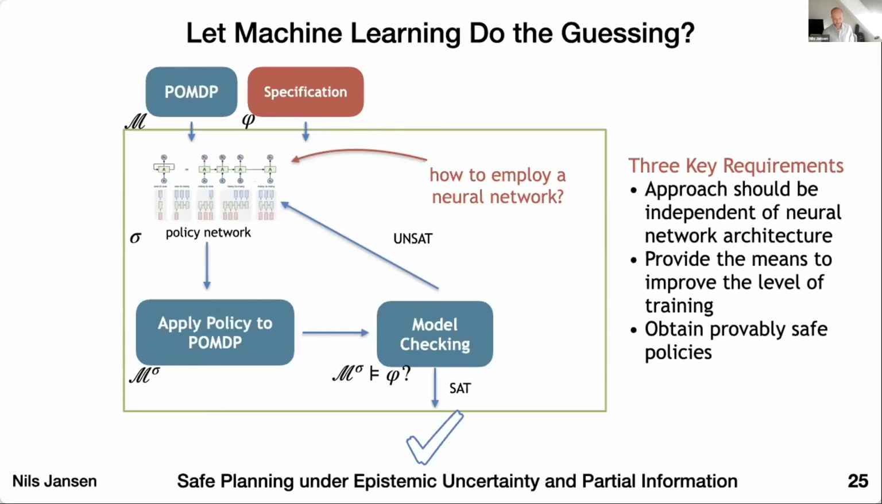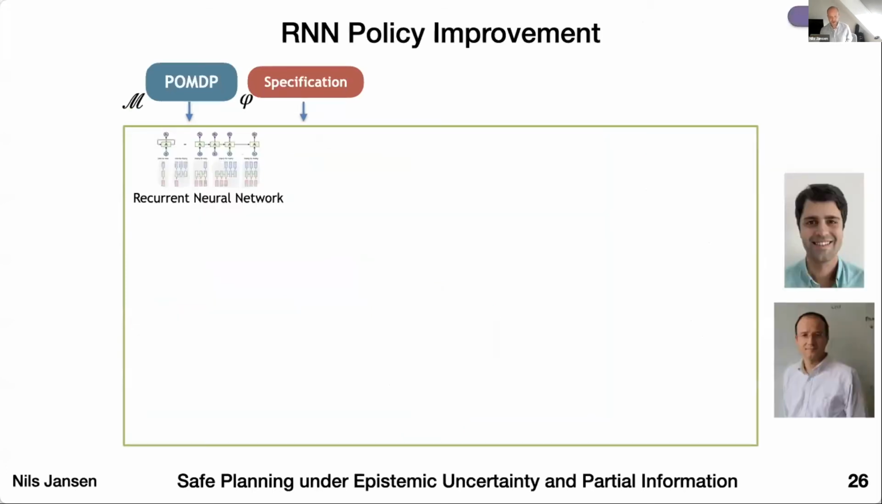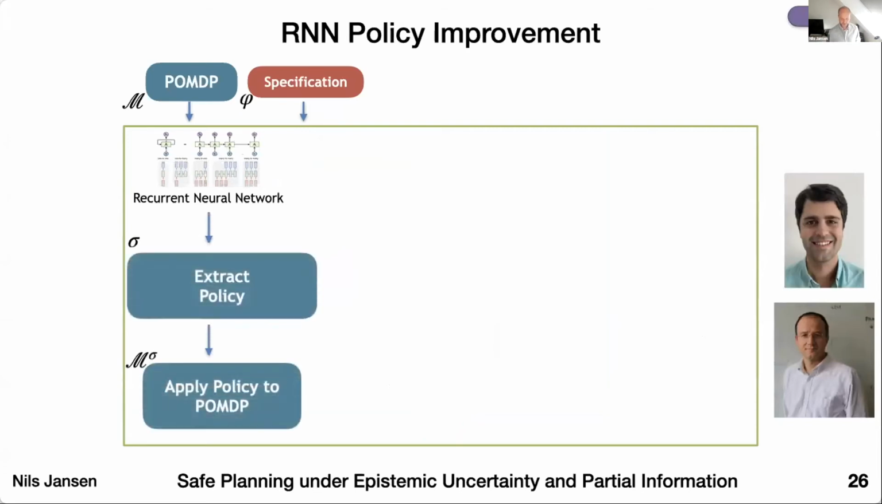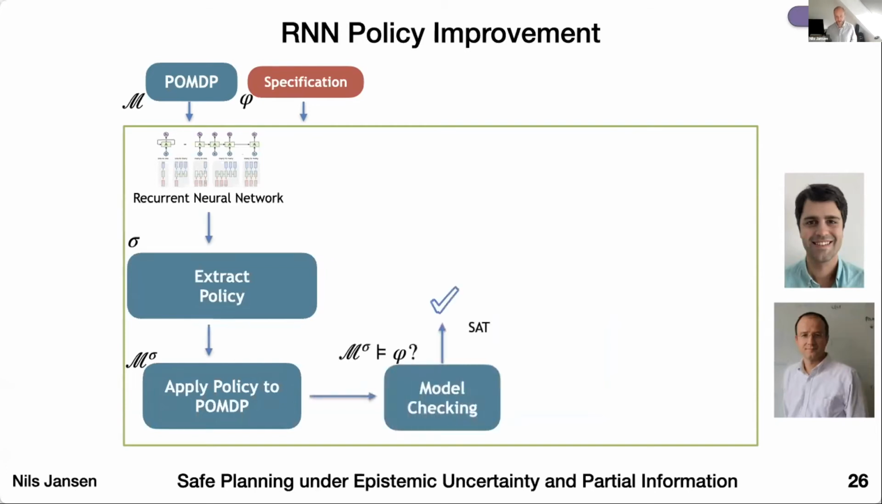Okay, so you would probably guess this is a rather long wish list, but in this setting, it's rather realistic. So let us talk about what we did here. First, we used a recurrent neural network because we need to treat sequential data, but we will talk about this more. And then we extract a policy from this network, which was technically way more involved than we thought it would be. Then we applied this policy to a POMDP. Then we did model checking. If our requirements are satisfied, then we're done. But if not, now comes the interesting part here.